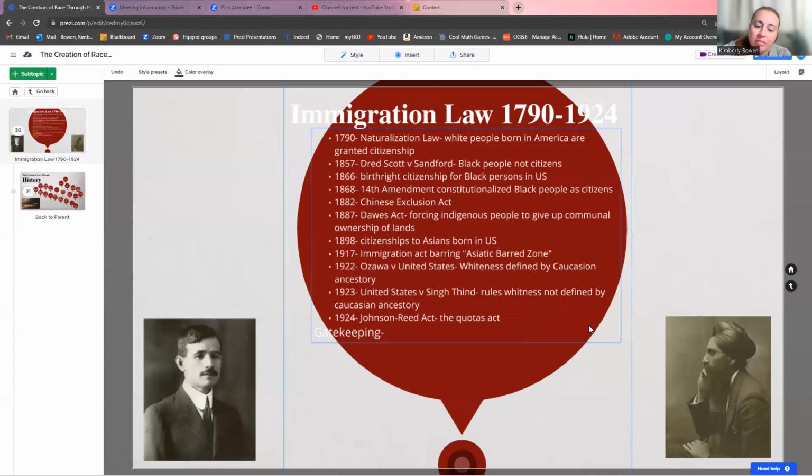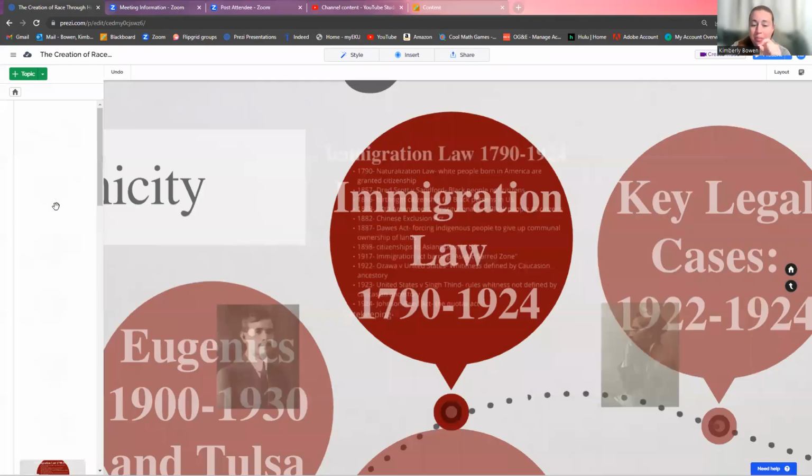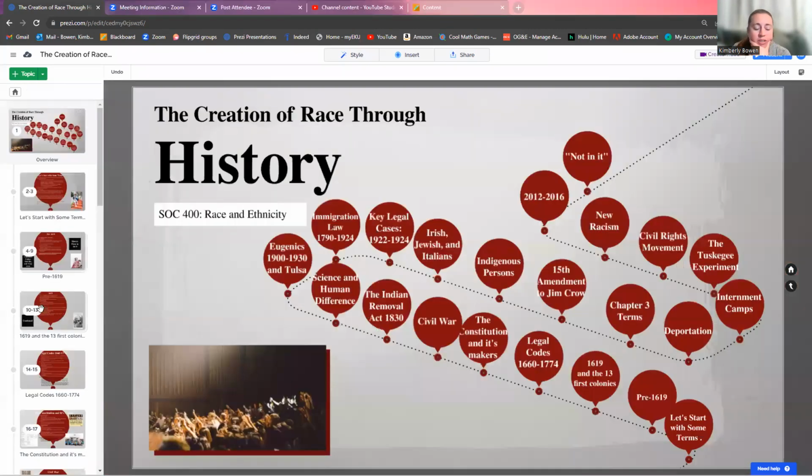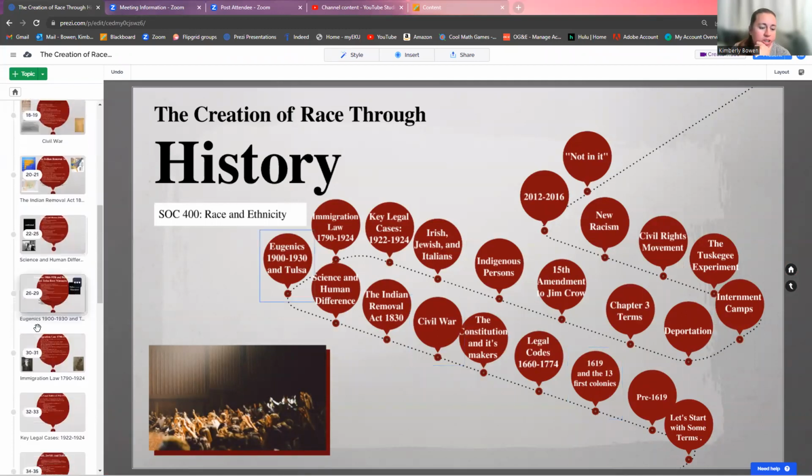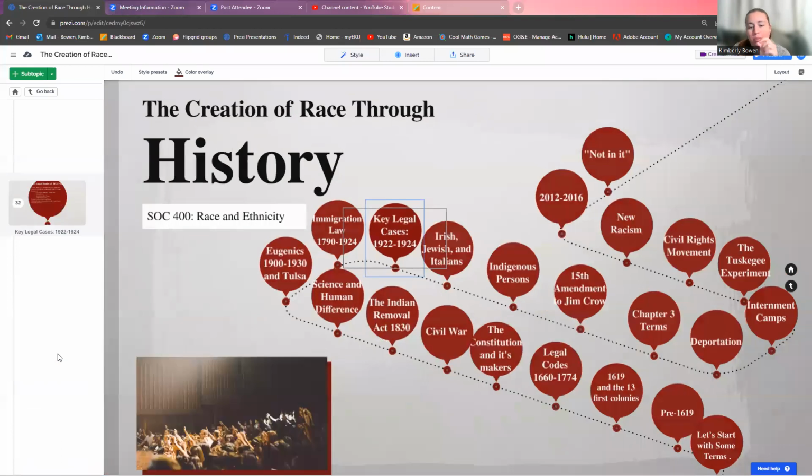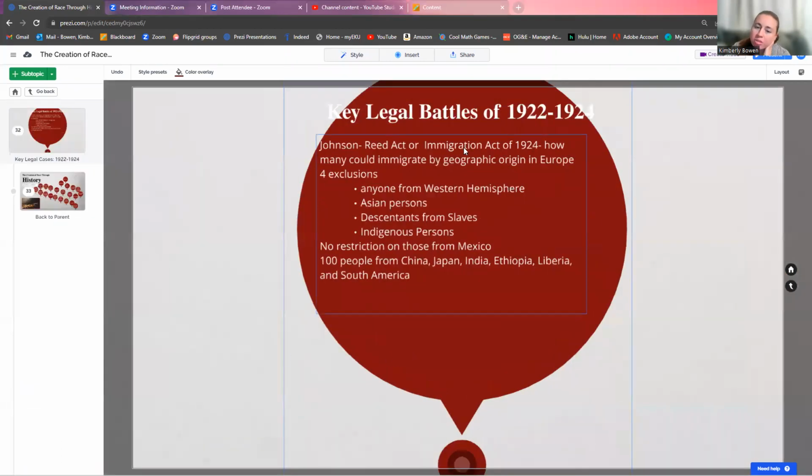And then in 1924, the Johnson-Reed Act added quotas to essentially any given demographic, and how many individuals of that demographic could come into the country. All right, so we're going to go down here. We're going to talk about some of those key legal cases just a little bit more. The Johnson-Reed Act, or the Immigration Act of 1924.